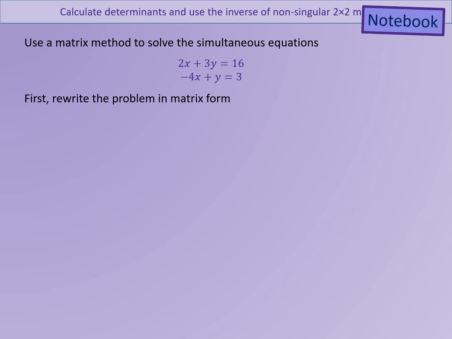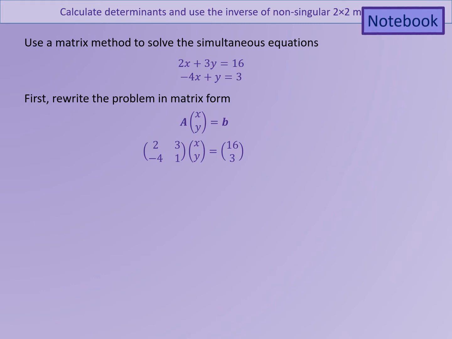The first thing we need to do is rewrite this problem in matrix form. So this can be written as A, which is going to be a square 2 by 2 matrix, times (x, y) equals, and then B is going to be a vector. So for this system of equations, it can be written as the matrix (2, 3; -4, 1) times (x, y) equals (16, 3). Let's just look at why that is.